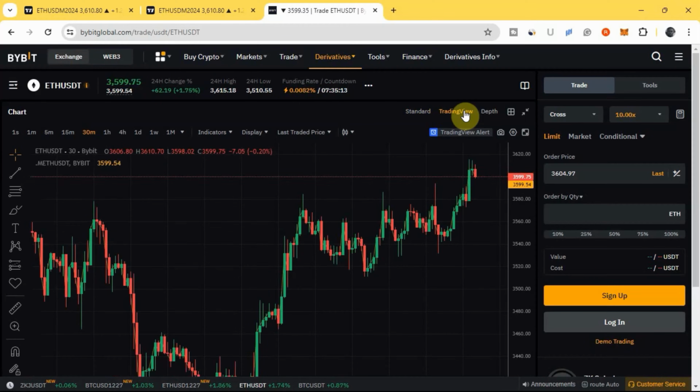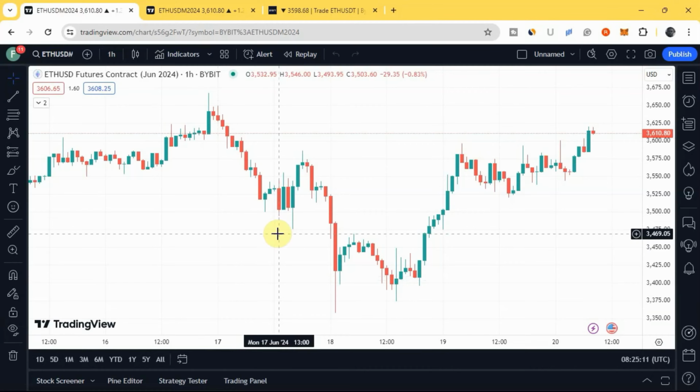So in case you still want to use the TradingView chart, but you don't know how to use it on the TradingView website, you can also do that on Bybit. So that is how to do it. So let's go back to TradingView. Now we're back on the chart.